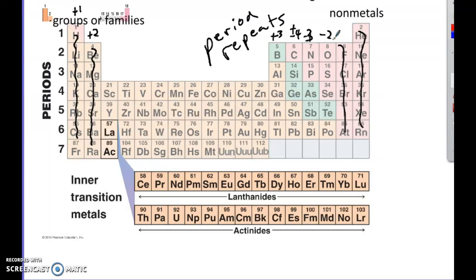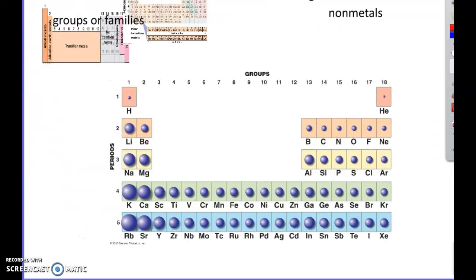Okay, and that's why they're put in the same columns. On the period, on the other hand, as you go across the period, you're going from strong metals to non-metals, and so they tend to change as you go across. Okay, and they do not have the same characteristics as you go across the period. One of the examples of a characteristic that changes as you go across is the radius of the atoms. The radius means how far across or how much space they take up.